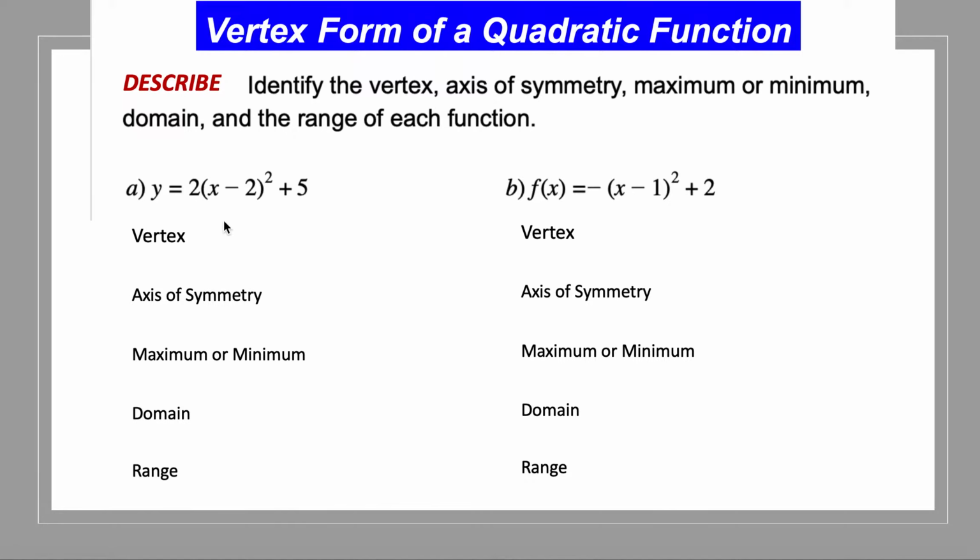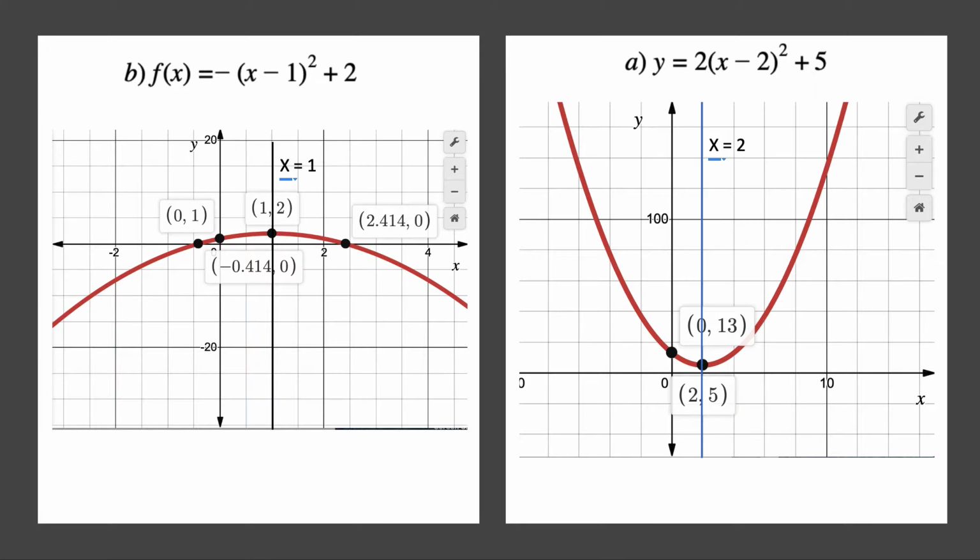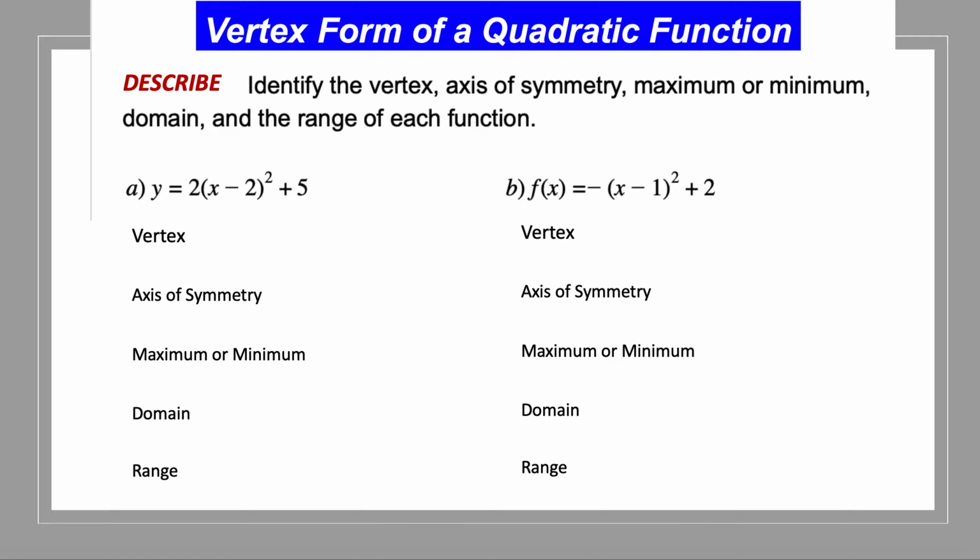First of all, to make sure of everything, I plugged those two equations into Desmos, and I got these figures. For A, I have this, and for B, I have this graph of the function. So now let's go here and find out all the information.